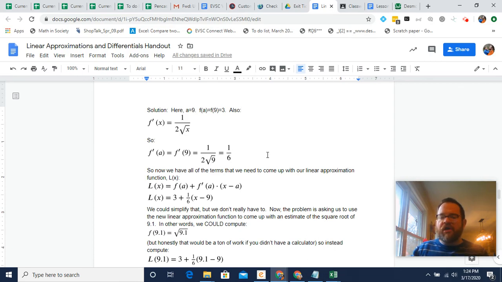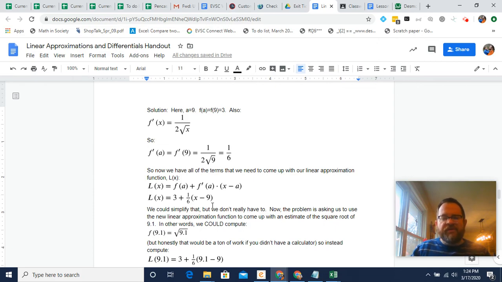And now we have all of the terms that we need to compute some kind of linear function, which we'll call L of x. We were using y earlier, but L of x will be fine. We're going to use that terminology in here. So L of x is equal to that same idea, f of a plus f prime of a times x minus a. Well, we have the f of a. It was 3 because a was 9. f of a is the square root of 9, which is 3. Plus f prime of a. f prime of a we did before, it's 1/6, times the quantity x minus a, and a is 9.